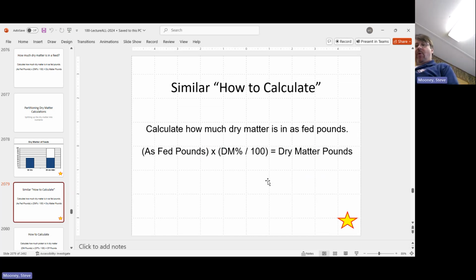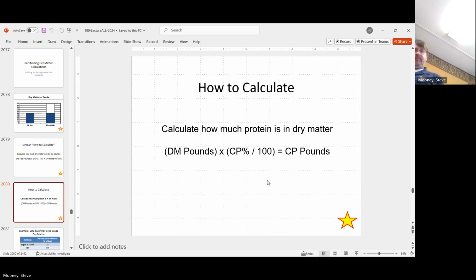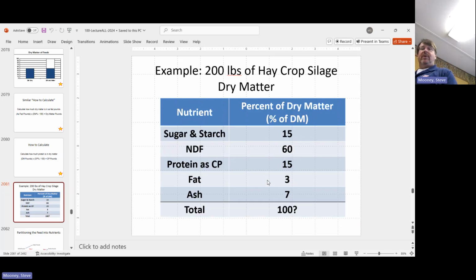So this is what we used before. Instead of starting out with as-fed pounds, we're going to start out with dry matter pounds. Then we're going to take whatever component or nutrient that we're dealing with. In this case, CP is protein. Divide that by 100. So if we multiply the pounds of dry matter by the crude protein percent, that's going to give us crude protein pounds in the dry matter of that feed. And we can do that for any of the nutrients as we go through.